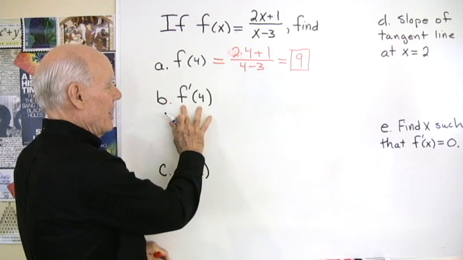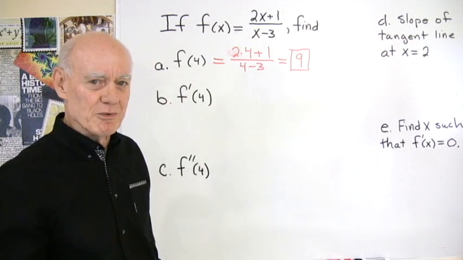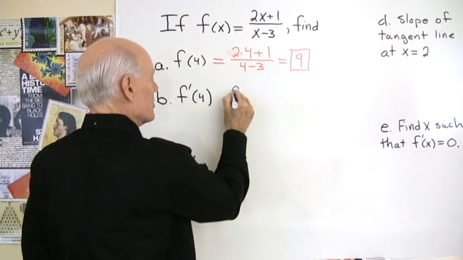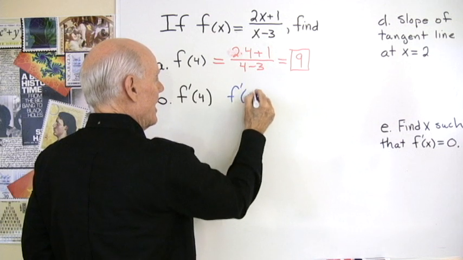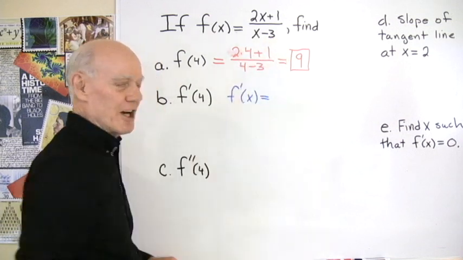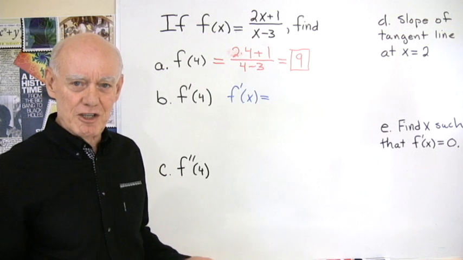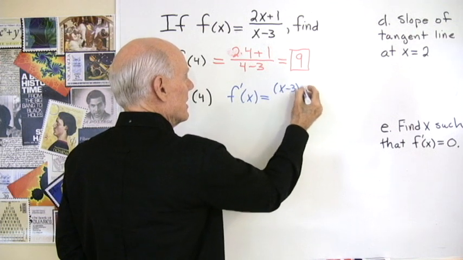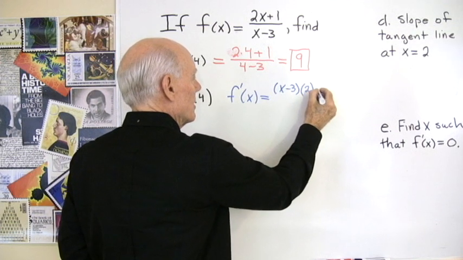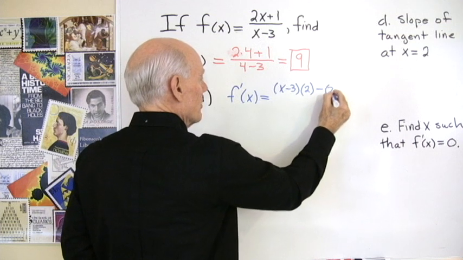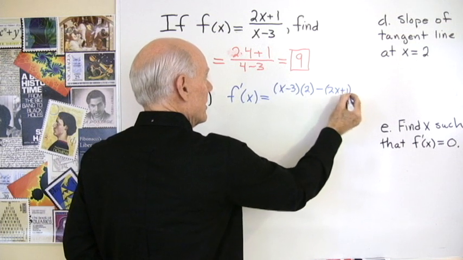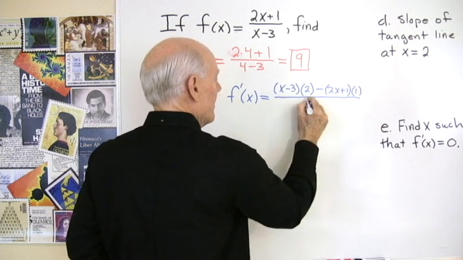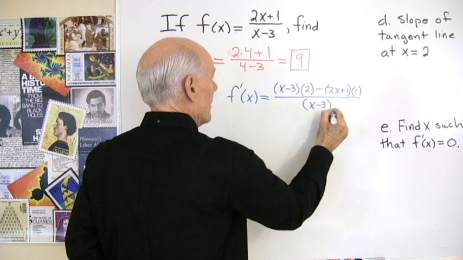Okay, next thing, I want to find f prime of 4. So I want to find the first derivative of this function evaluated at x equal 4. So the first thing I have to do is differentiate. So f prime of x, now I look at this and I say I have the quotient of two functions. So I need to use the quotient rule. So it's going to be the denominator, x minus 3, times the derivative of the numerator, 2, minus the numerator, 2x plus 1, times the derivative of the denominator, which is just 1, all divided by the denominator squared.